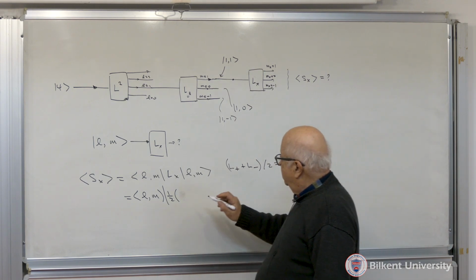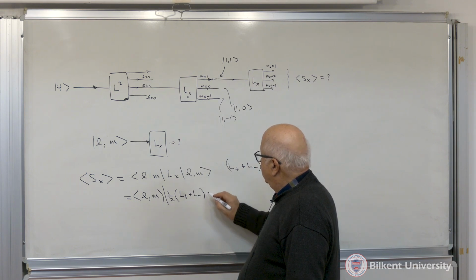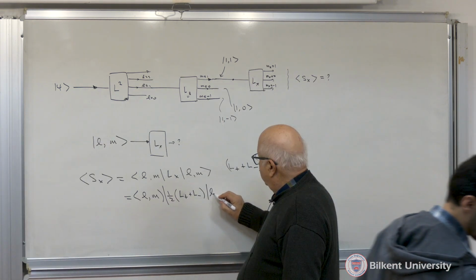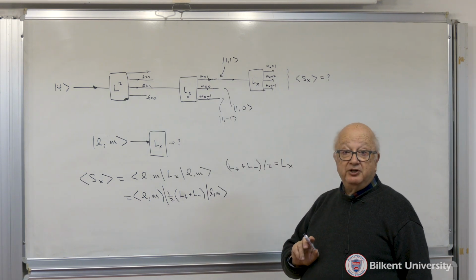So this is going to be (L plus plus L minus), and I have |Lm> here. So what is this expectation value?